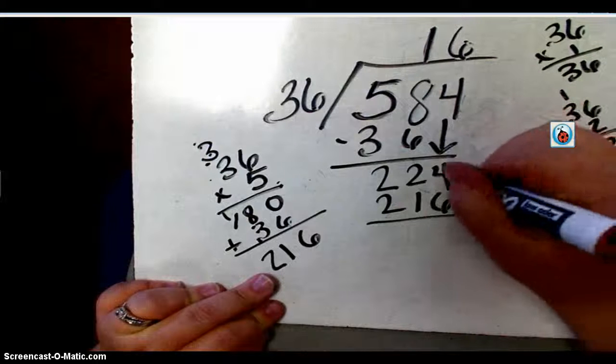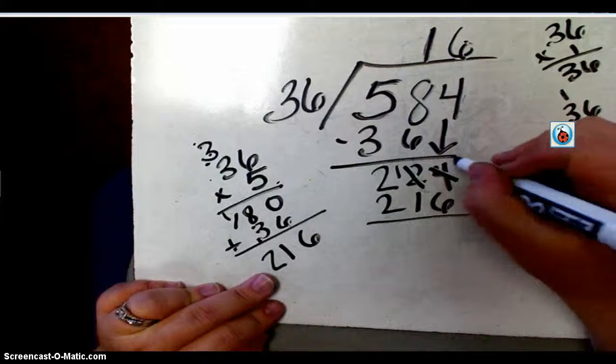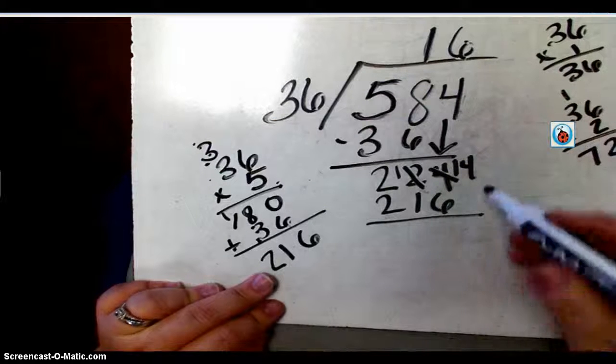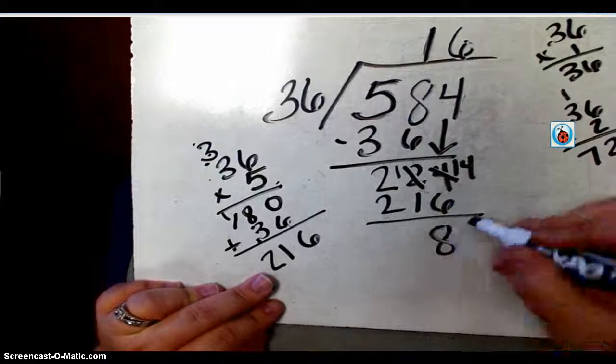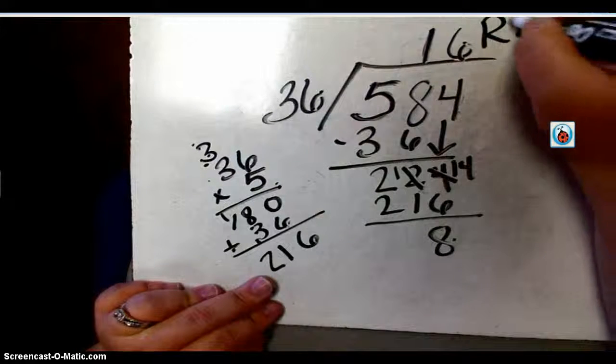I subtract. I cannot take 4 minus 6, so I have to regroup. 2 becomes 1, 4 becomes 14. 14 minus 6 is 8. My remainder is smaller than my divisor, so 16, remainder 8.